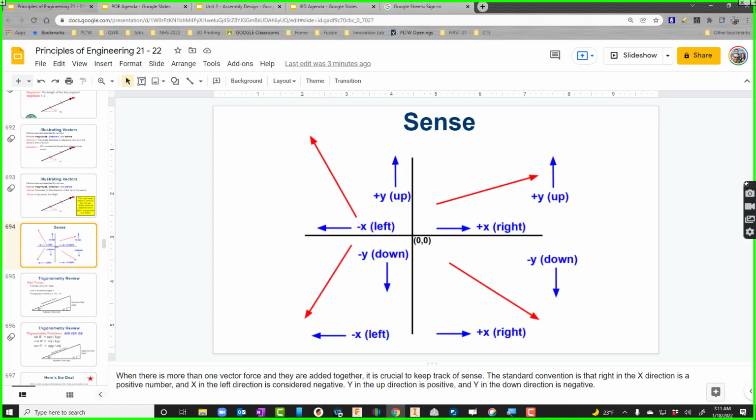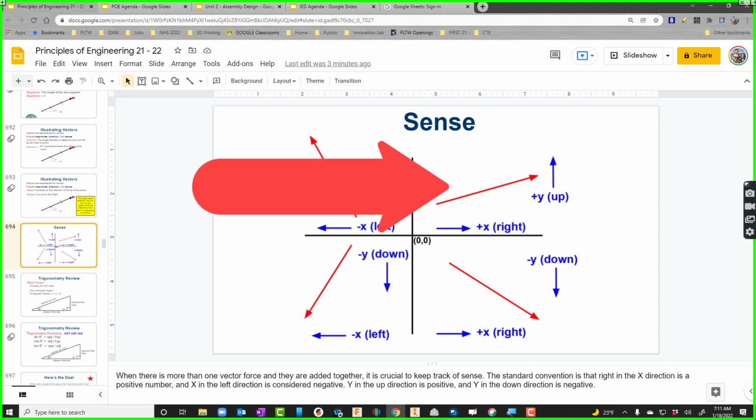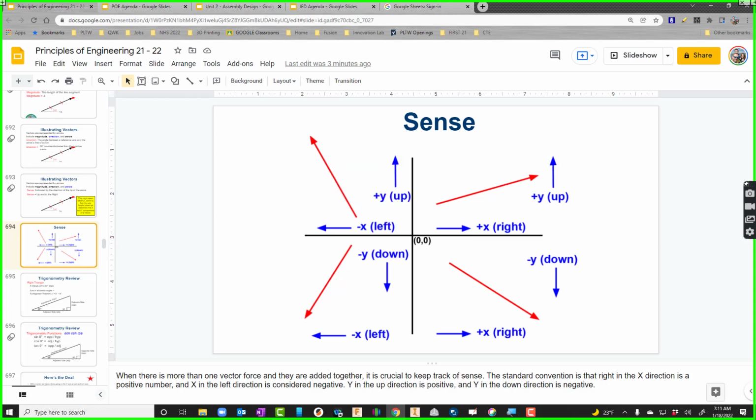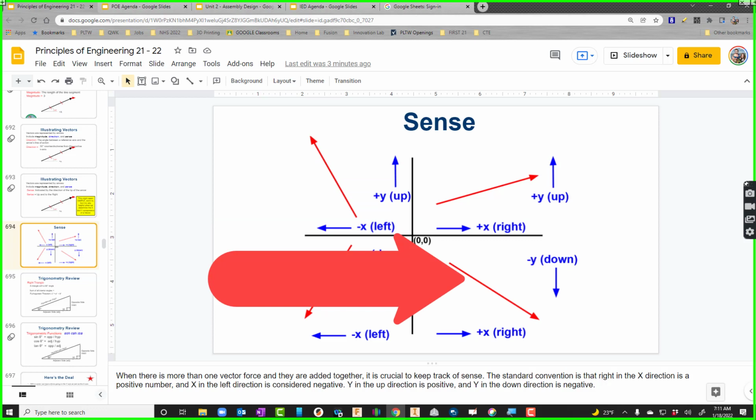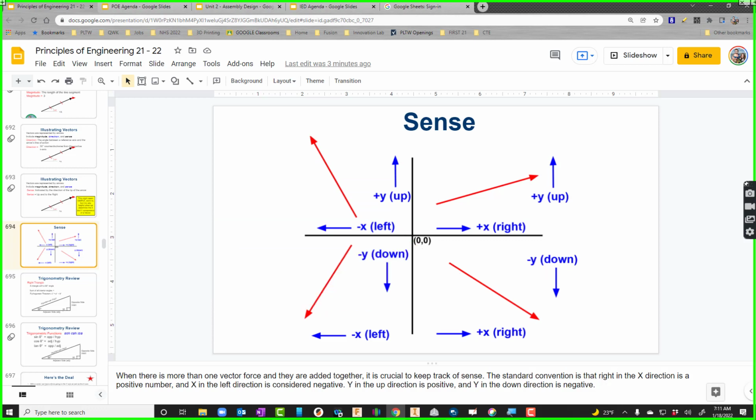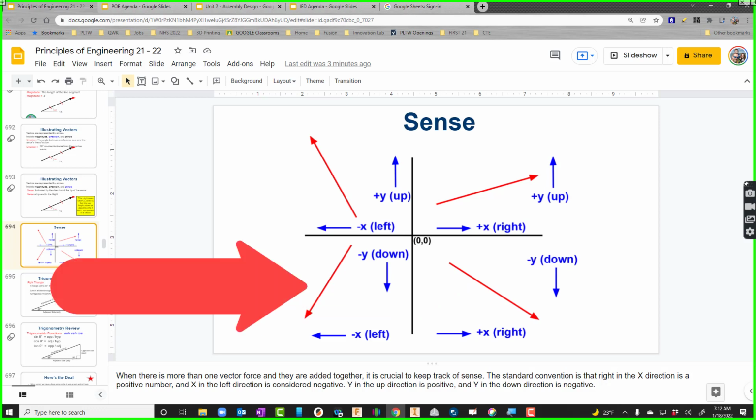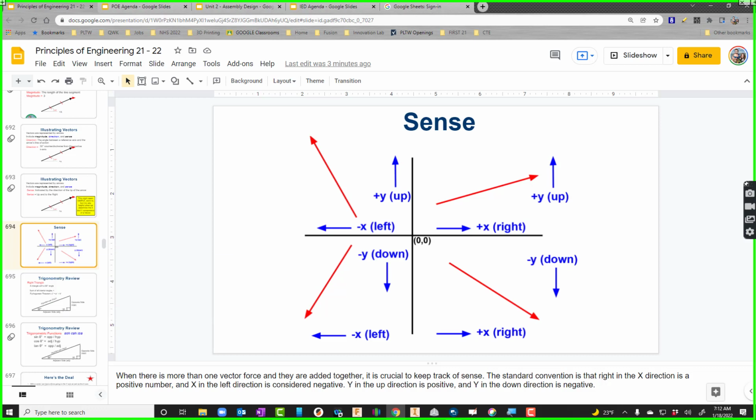Think about your XY coordinate plane, right? If we move over to the top right quadrant, X is positive and Y is positive. If we move to the bottom right, X is still positive, but Y becomes negative. If we move to the bottom left, everything is negative: X is negative, Y is negative. And then the top left, I think we understand that point, right?